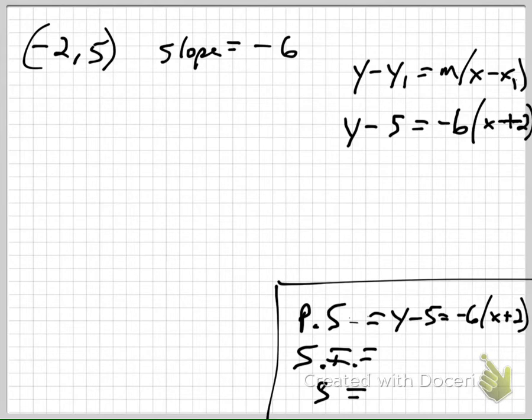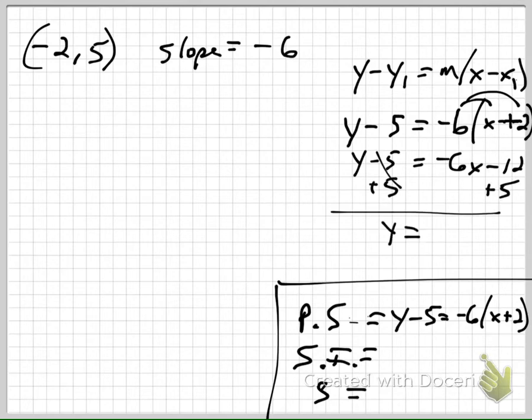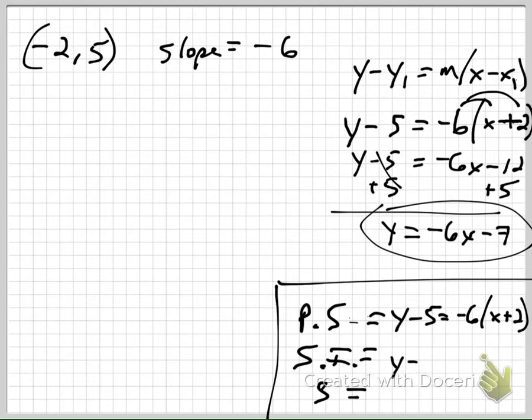To go from point slope form to slope intercept form, what do I need to do? Solve for y, right? So y has almost been solved for here, except I need to use the distributive property. That would be y minus 5 equals negative 6x minus 12. Now what? Plus 5, y equals negative 6x minus 7. Is that in slope-intercept form? Is that y equals mx plus b? Yes. y equals negative 6x minus 7.